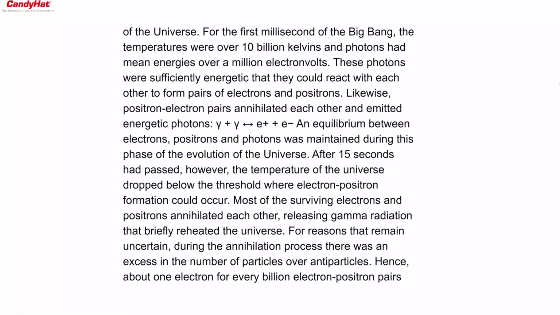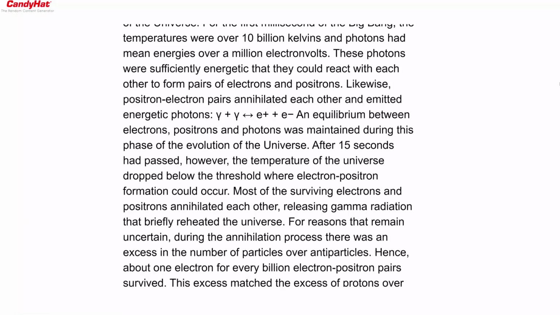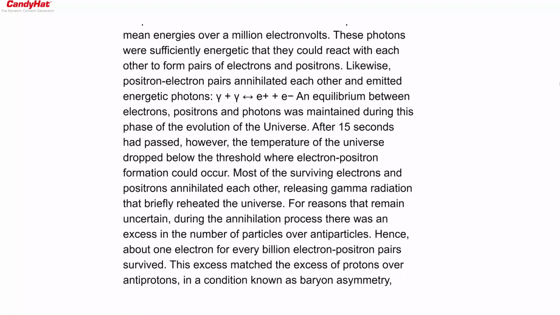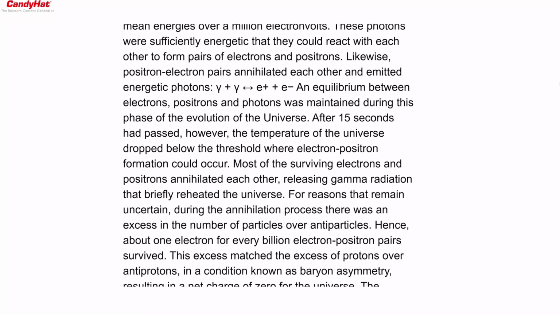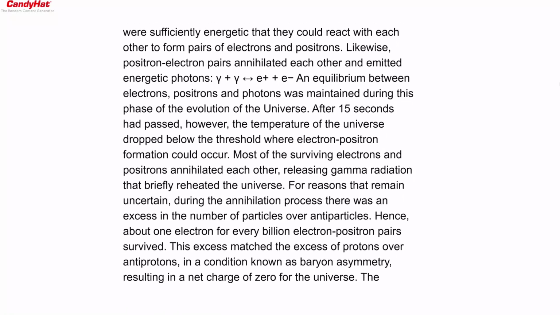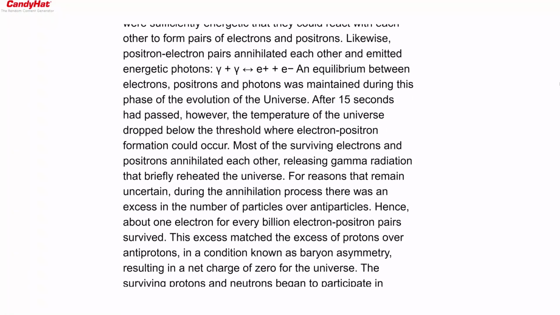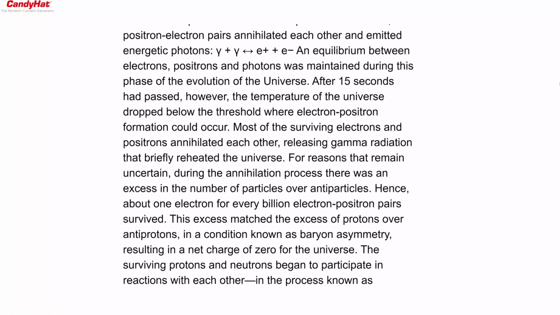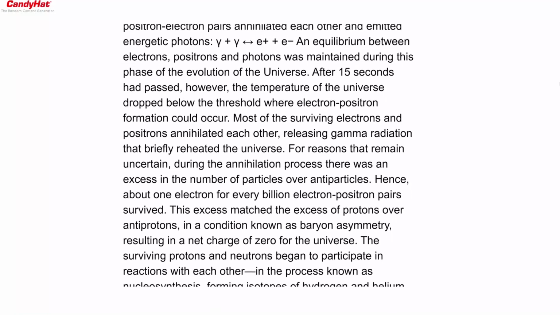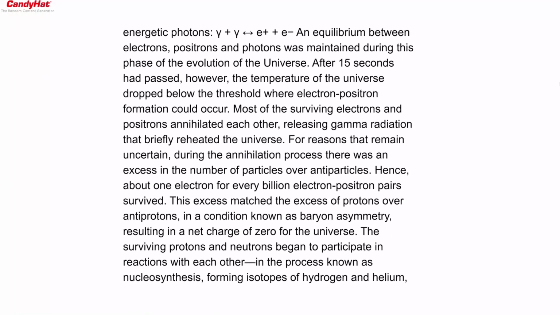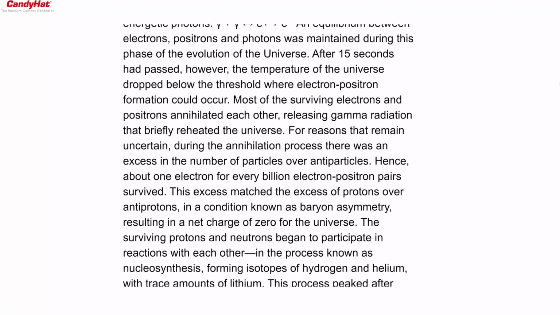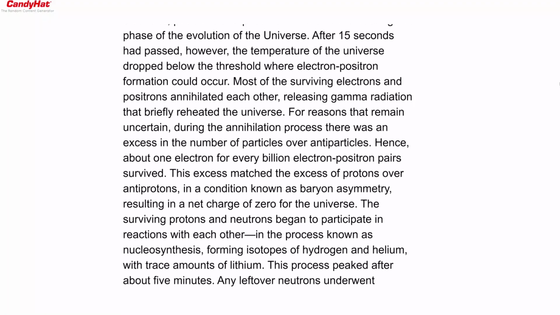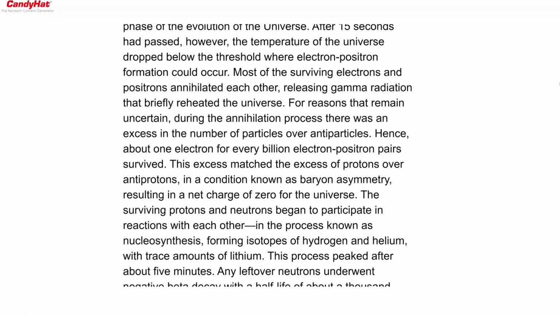γ + γ ↔ e⁺ + e⁻. An equilibrium between electrons, positrons, and photons was maintained during this phase of the evolution of the universe. After 15 seconds had passed, however, the temperature of the universe dropped below the threshold where electron-positron formation could occur. Most of the surviving electrons and positrons annihilated each other, releasing gamma radiation that briefly reheated the universe.